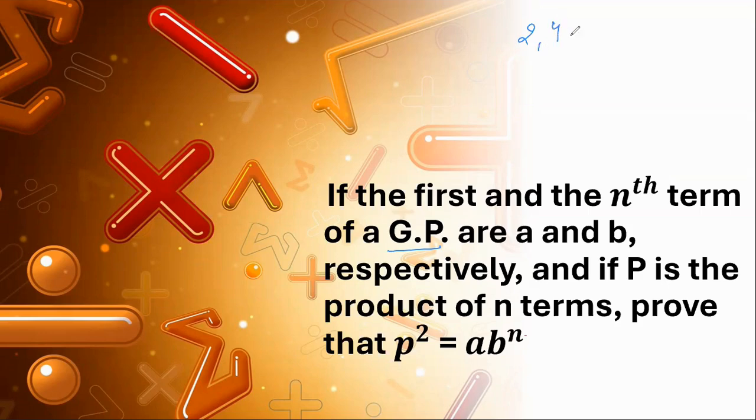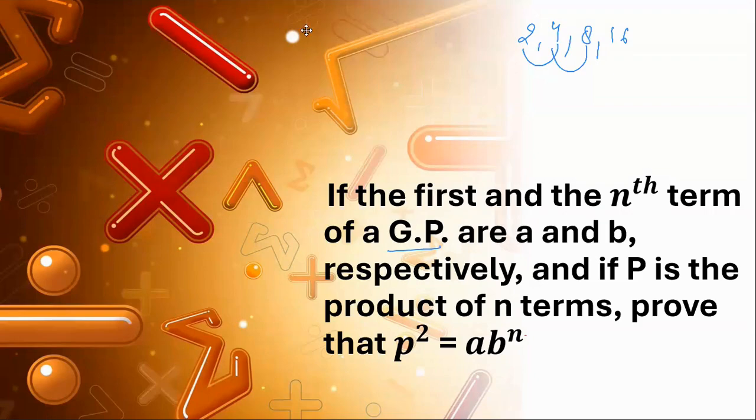Like we say 2, 4, 8, 16. If I divide these two terms, 4 over 2 is 2. If I divide these two terms, then 8 over 4 is also 2. So every time you divide two consecutive terms, one after another, you get the same answer, the same ratio. So that is a GP.